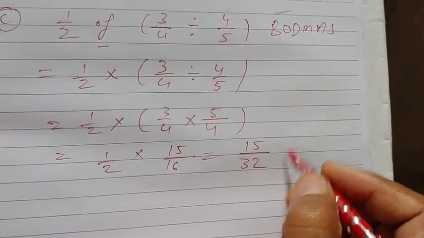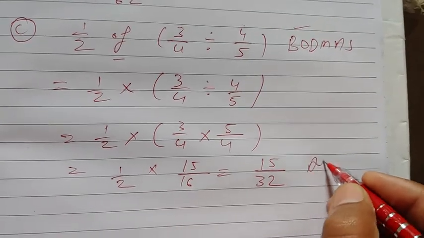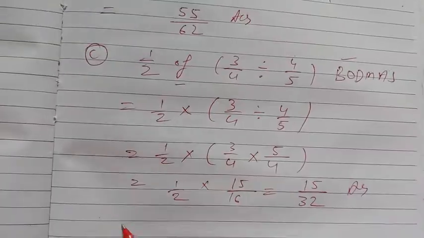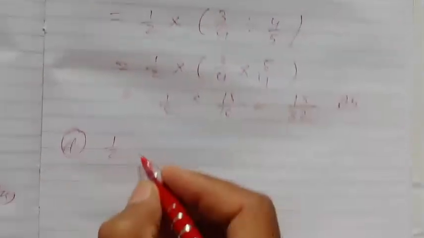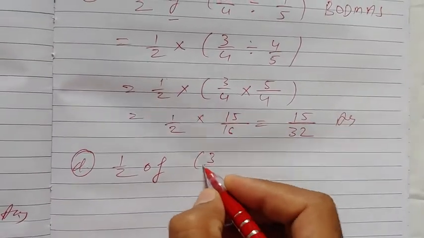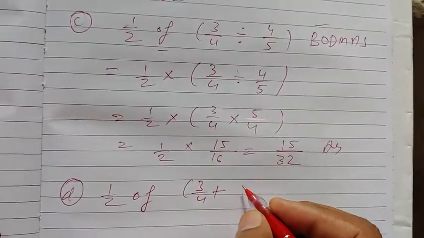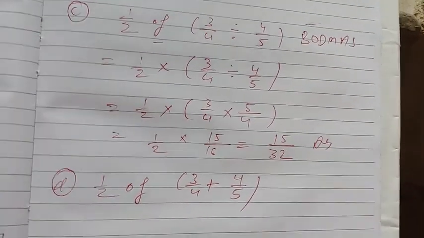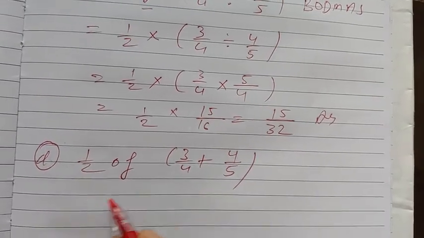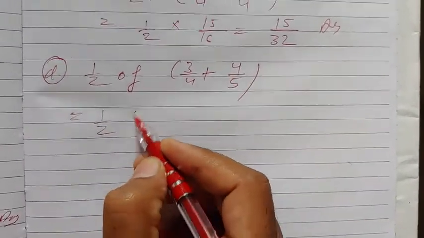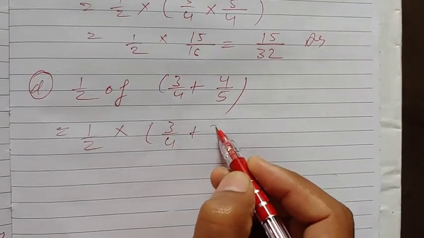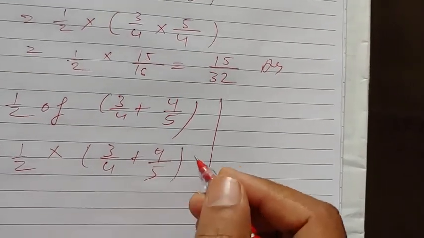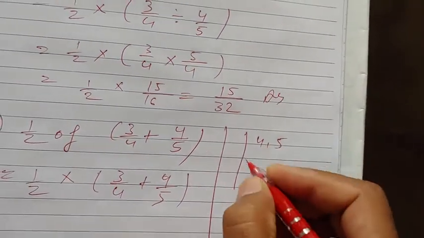Simply, 15 upon 32. It is a proper fraction, so we can write the answer here. Taking another example, in which we change the symbol: 1 by 2 of 3 by 4 plus, suppose, 4 by 5. Again we take the multiplication symbol. The same process: 1 by 2 cross 3 upon 4 plus 4 upon 5, and the next step is our 4 and 5. We will take the LCM of that.